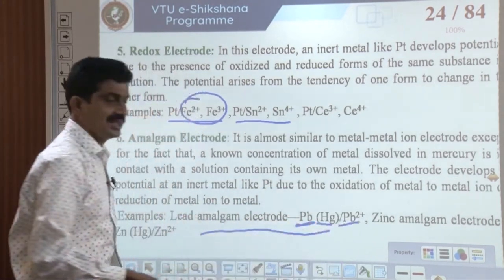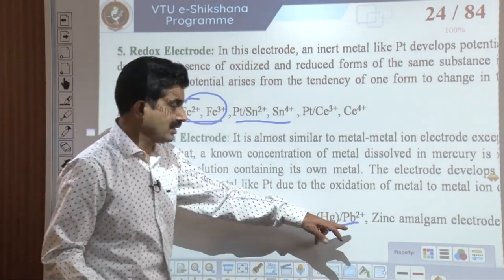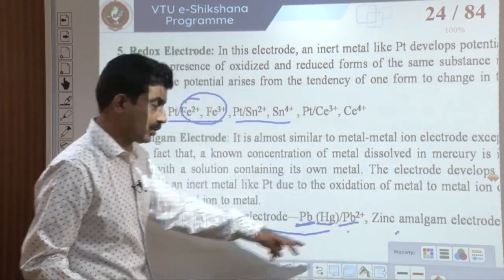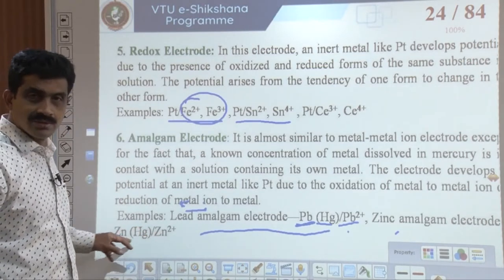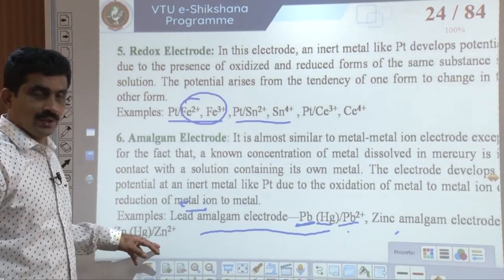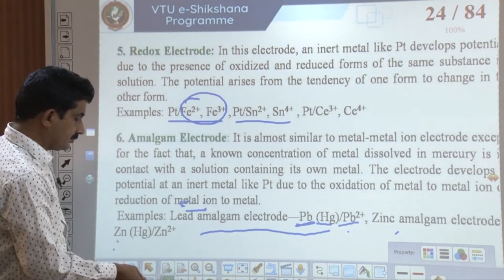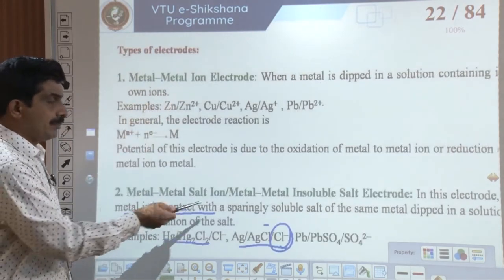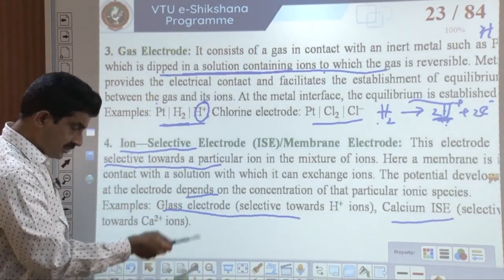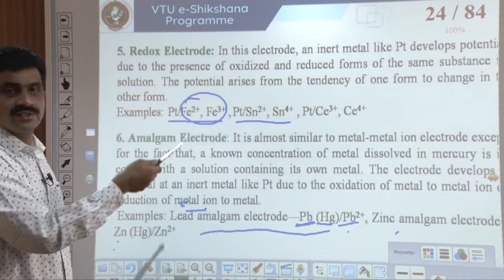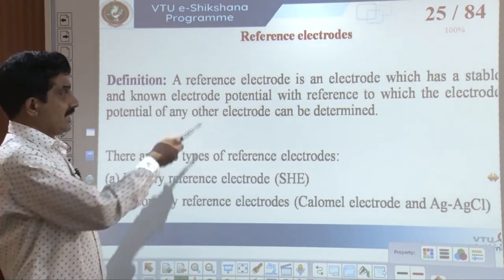The metal must be in contact with a solution having Pb2 plus ions. Similarly, the zinc amalgam electrode: zinc dissolved in mercury, which must be in contact with a solution having Zn2 plus ions. So these are the different types of electrodes: metal-metal ion electrode, metal-metal insoluble salt electrode, gas electrode, ion selective or membrane electrodes, redox electrodes and amalgam electrodes. Now we shall see what reference electrodes are.